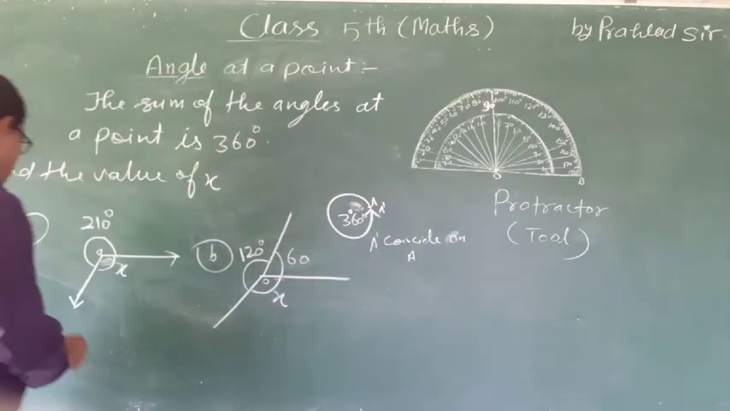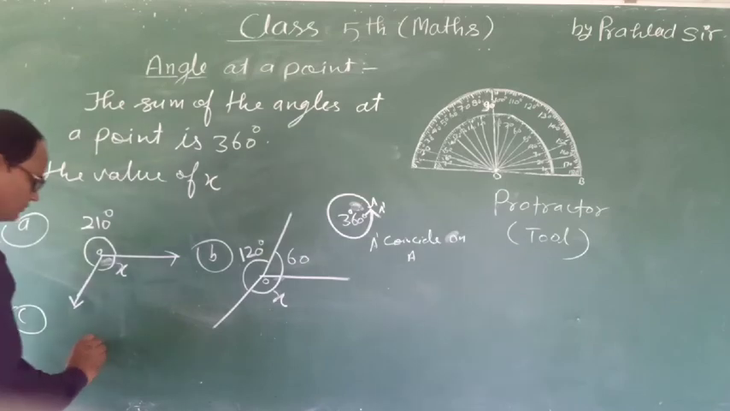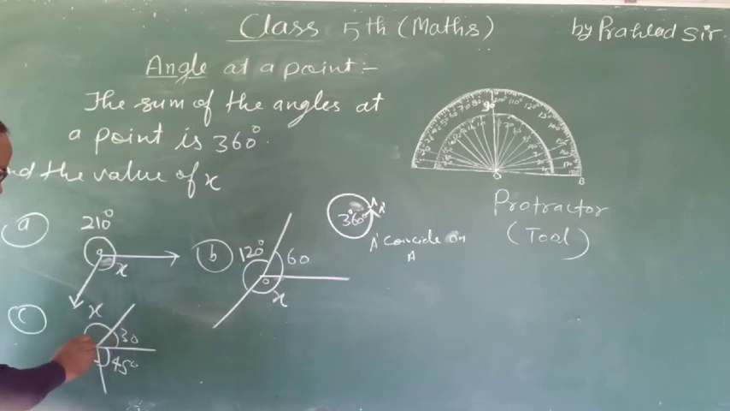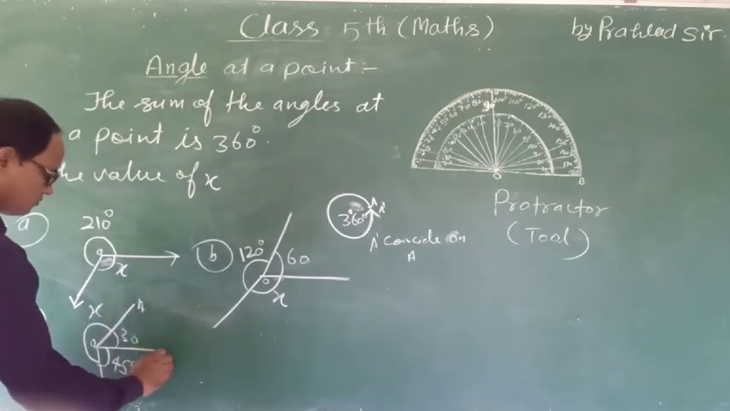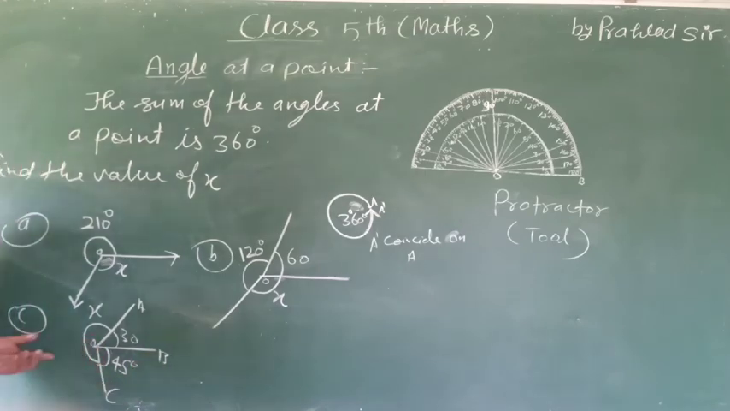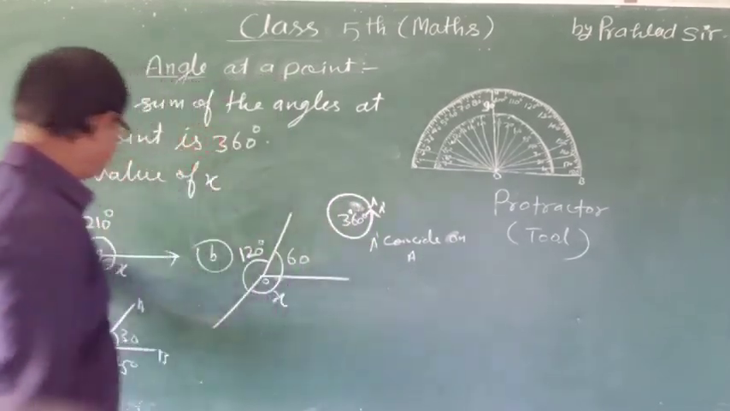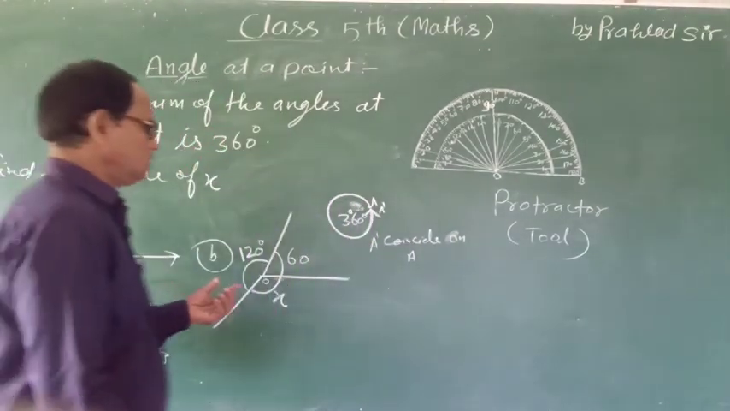Here, this is 30 degrees and this is 45 degrees. Then find the value of x. For these types of equations, the total value is equal to 360 degrees.